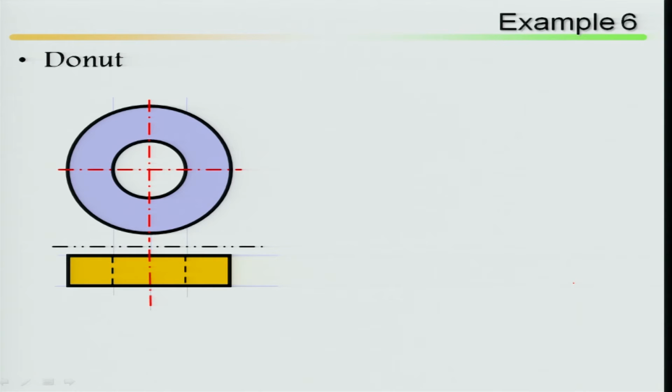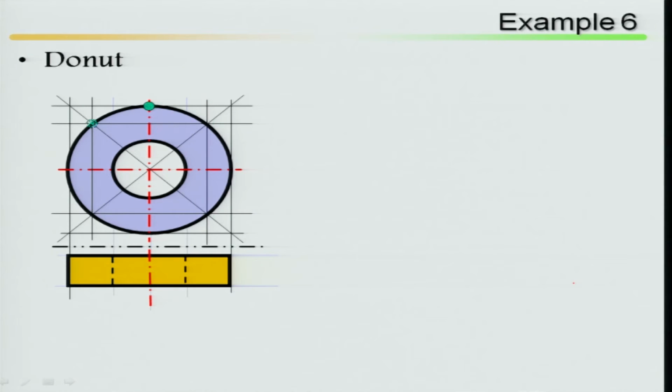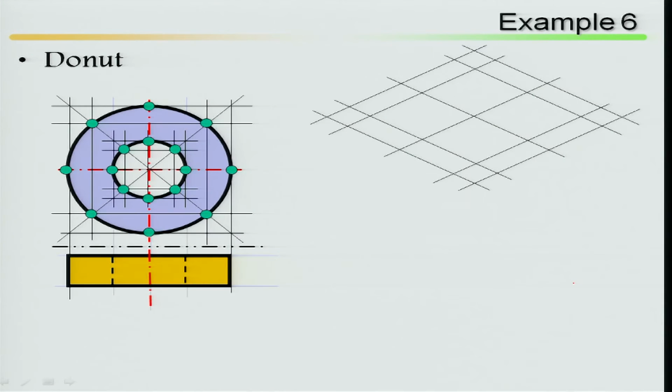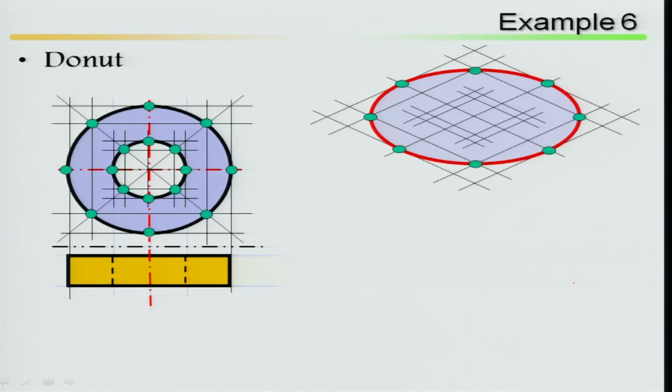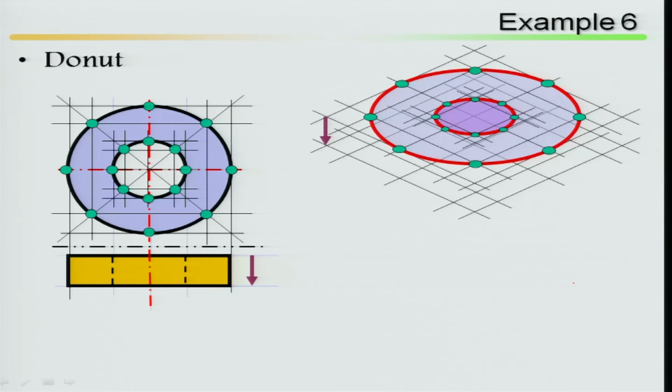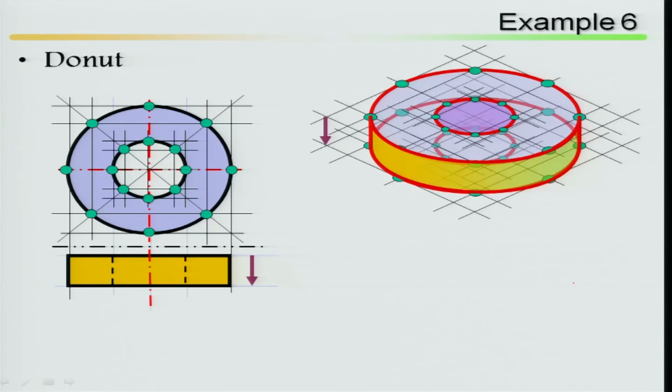Donut: same thing, two circles are there. Mark these points and draw your ellipse, the outer ellipse, then your inner ellipse. Then go to your depth direction and do it again: the outer ellipse, then the inner ellipse, then draw the tangent.